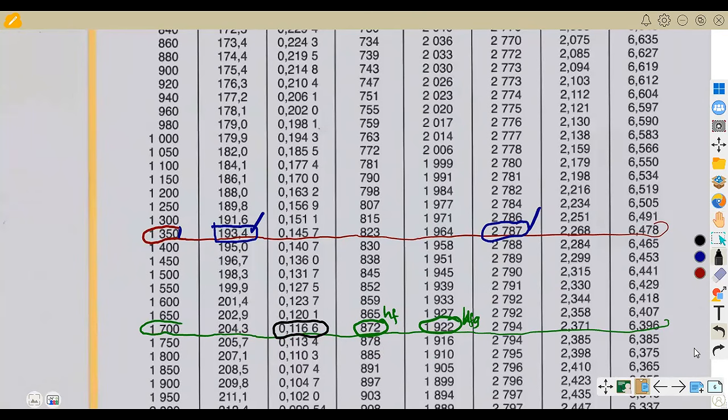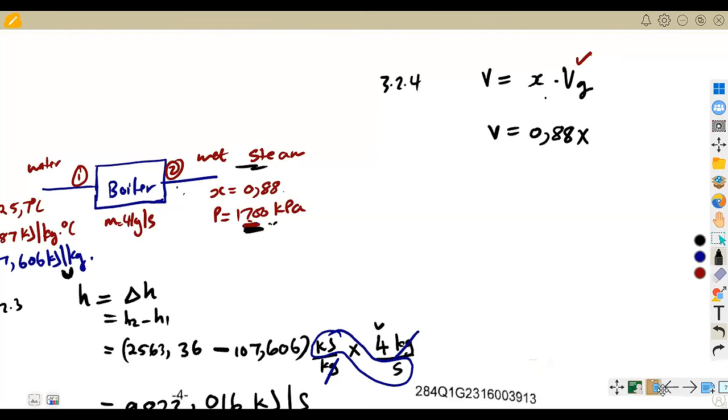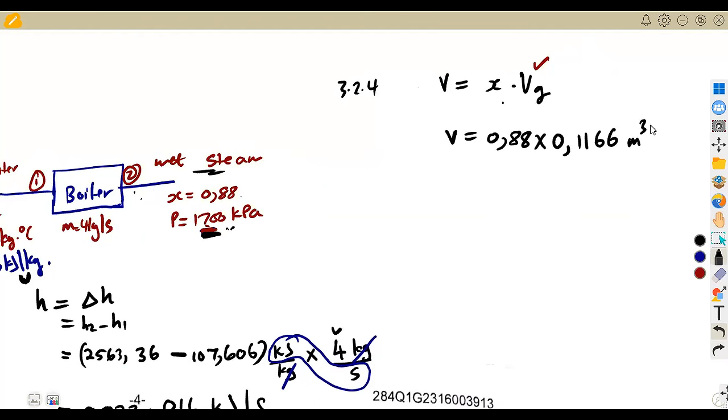The value that corresponds with Vg at 1700 is 0.1166. As we saw, this is in cubic meters per kilogram, so we are going to have our answer in cubic meters per kilogram. We are going to have our answer as 0.102608, something like that, which is in cubic meters per kilogram.